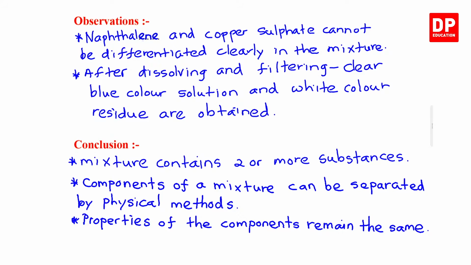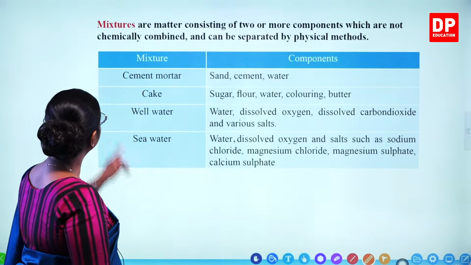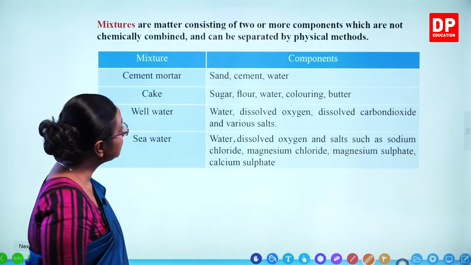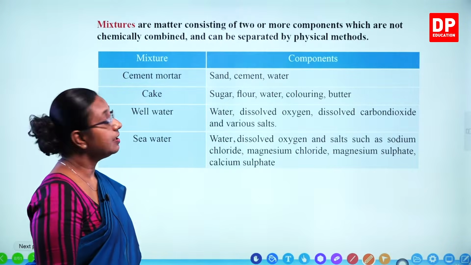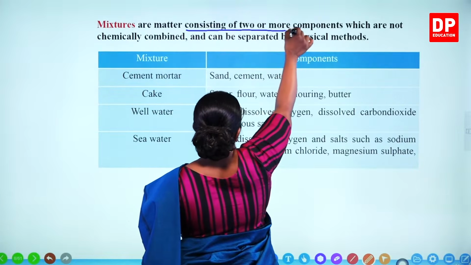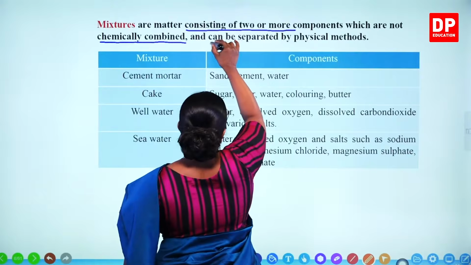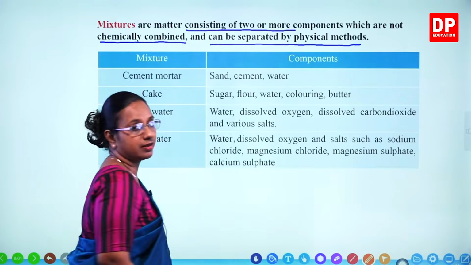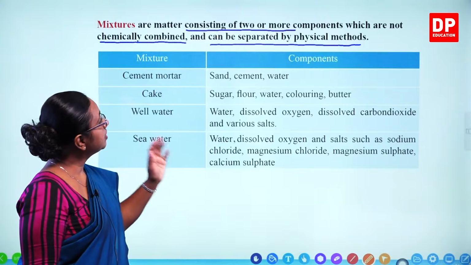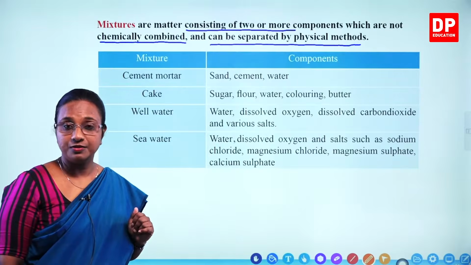Based on this, we can define mixtures. Mixtures are matter consisting of two or more components which are not chemically combined and can be separated by physical methods. So here you can see consisting of two or more components, and they are not chemically combined and can be separated by physical methods. So we were able to observe all these three properties of a mixture.